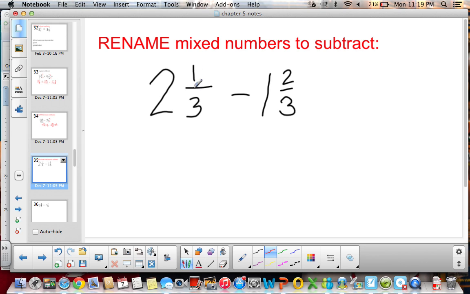So 2 and 1/3 is the same as if we take out one of our whole numbers, so if we have 1, then we take one of our whole numbers and we make it 3/3.